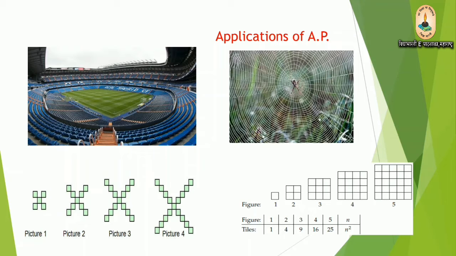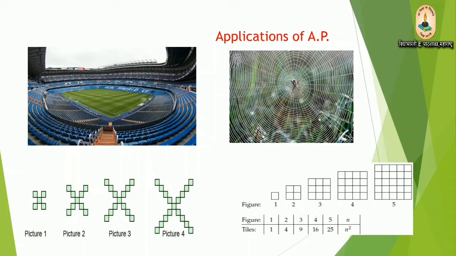Now observe the third picture. It shows 4 figures. By observing these figures, we can find a particular rule, and by that rule, we are able to draw the next figure. Now let's observe the last figure. It shows the pattern of tiles.